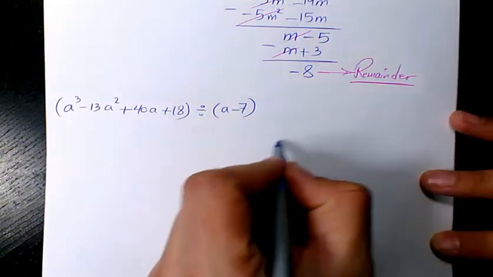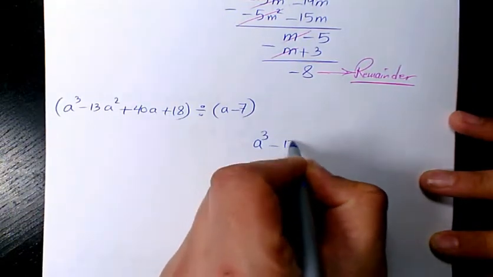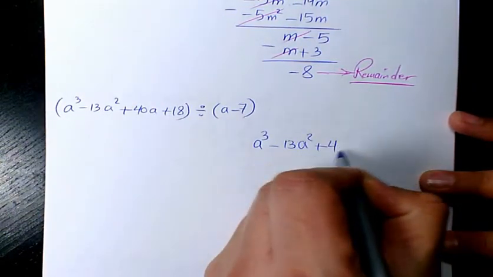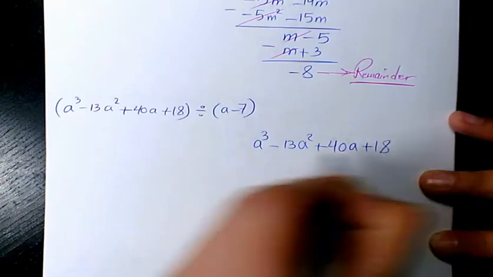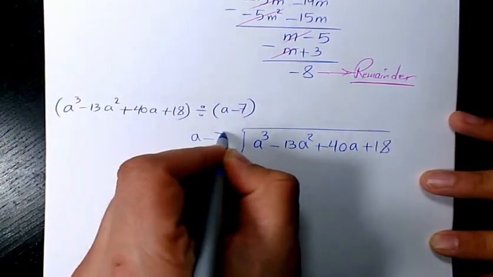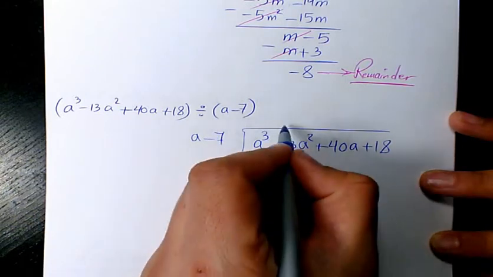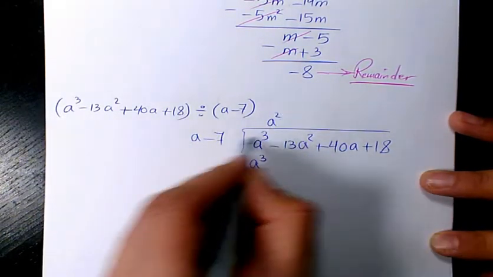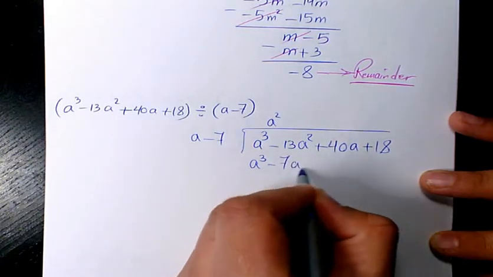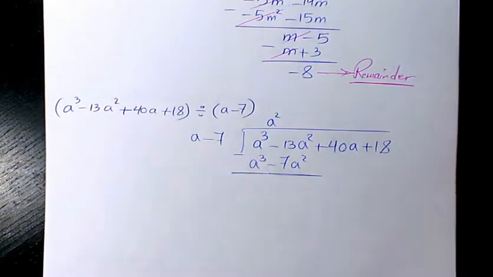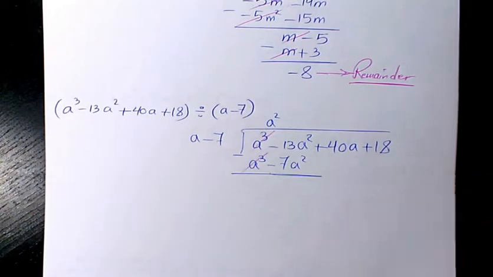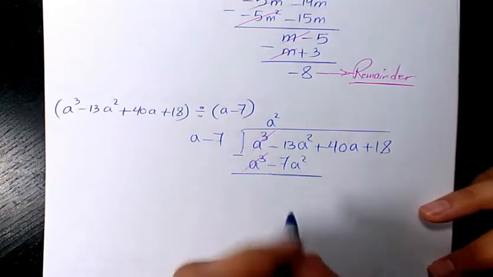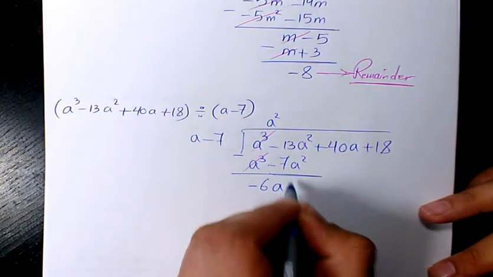Now this one, a cubed minus 13a squared plus 40a plus 18 divided by a minus 7. a cubed divided by a is going to be a squared. a squared times a is going to be a cubed. a squared times negative 7 is going to be negative 7a squared. When you subtract it, these two cancel out. Negative 13 minus negative 7 is going to be negative 6a squared.